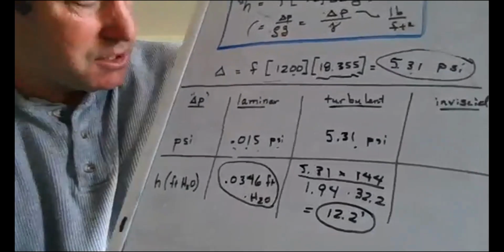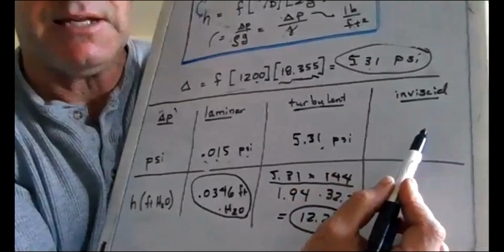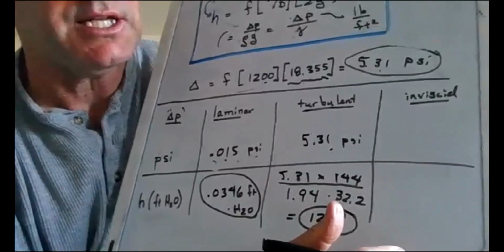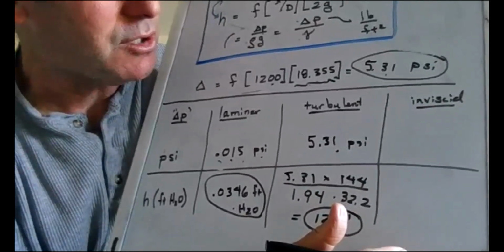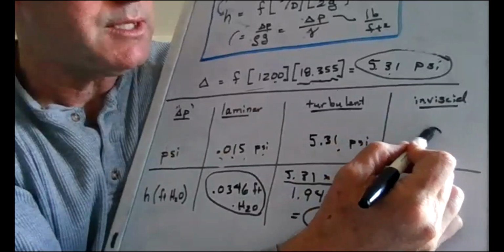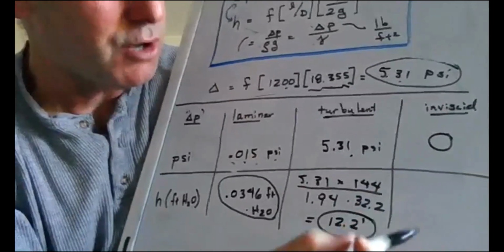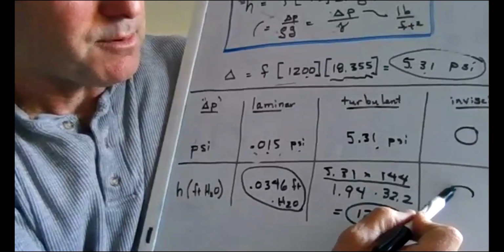Okay, last 2 columns to go. What if the flow was basically inviscid? Our situation was such that viscosity didn't really end up mattering all that much. Well, what is the pressure drop? It's 0. There are no frictional effects, so there's no pressure drop. And what is the equivalent pressure drop in feet of head? It is 0.